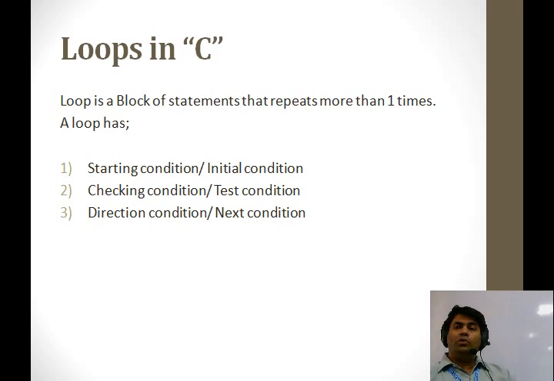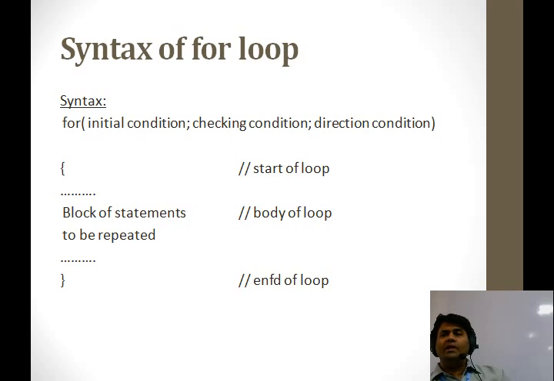First, what is a loop? We'll see the definition. A loop is a block of statements that repeats more than one time. A loop has three important parts. First is the starting condition, which is also called the initial condition. Second one is the checking condition, or you call it the test condition. And the third one is the direction condition, or you also call it the next condition. So let us see the syntax of for loop.